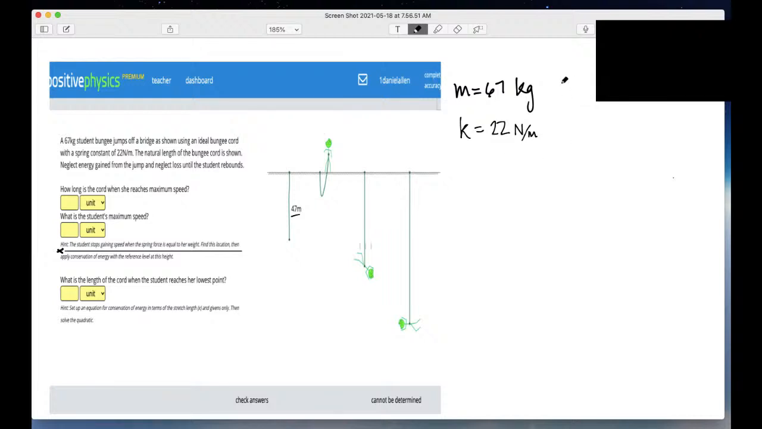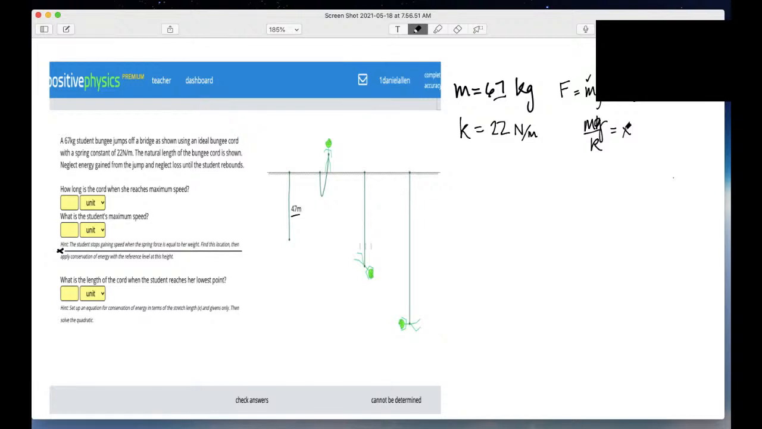So real quick, force of the spring would be equal to mg, which is equal to kx. This is the stretch. Okay, so we know m right here. We know g, that's a constant. We know k right here. So we take mg over k. Mg over k is equal to the stretch. Okay, so plug that in.